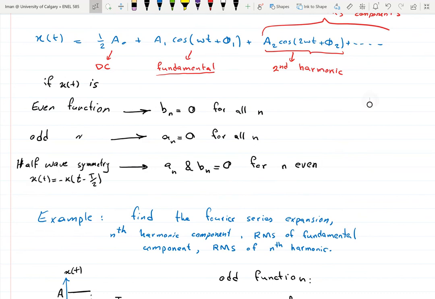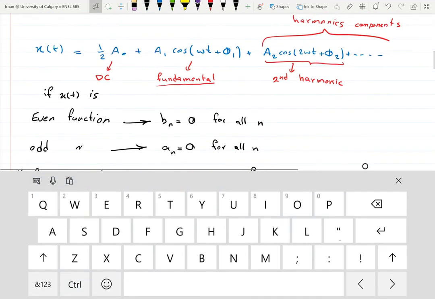Now, some things might make your work a little easier when you want to find an and bn. If x of t is an even function, bn would be 0 for all n. If it's an odd function, an would be 0 for all n. And if it has half-wave symmetry, where x of t is equal to minus x of t minus capital T divided by 2, where capital T is the time period, an and bn would both be 0 when n is even.